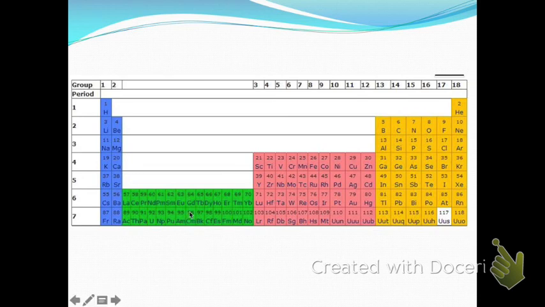So it throws off our group numbering. It throws off our valence electron patterns. It just throws some things off. So they leave them where they are currently.